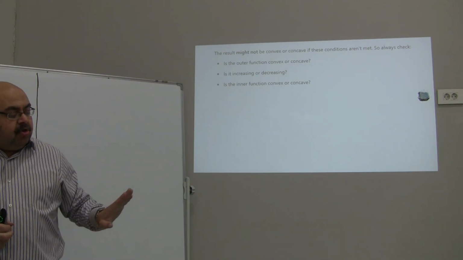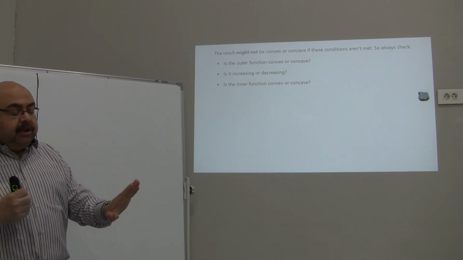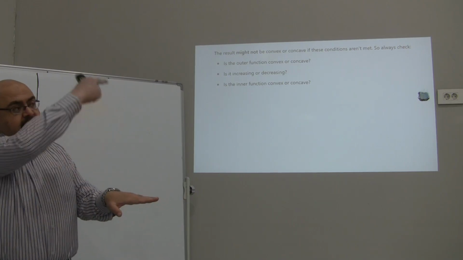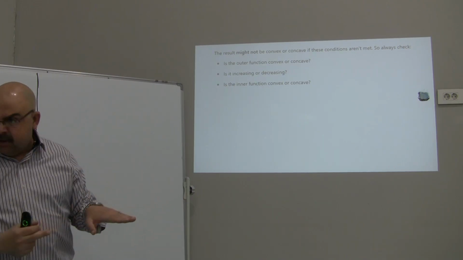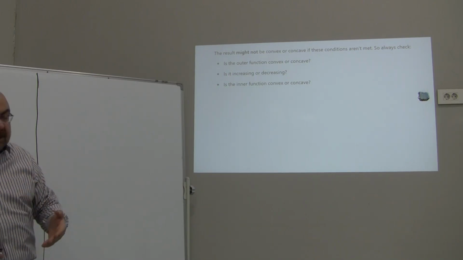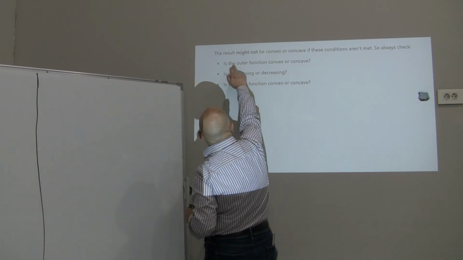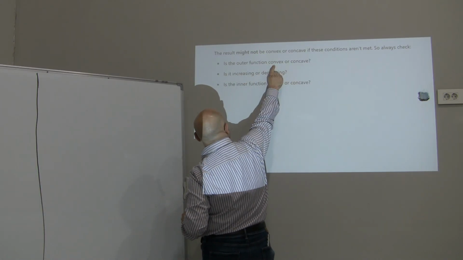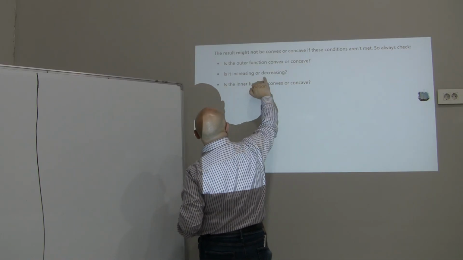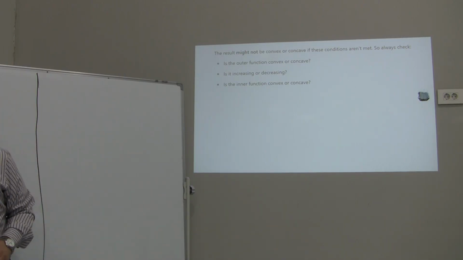While the input increases, the output of this function increases. And for decreasing functions, once the input increases, the value of the function will decrease. Okay? This is what we mean by decreasing functions. So first of all, you should check for the outer function that it is either convex or concave. Then, for the outer function, you should be sure if it is increasing or decreasing.